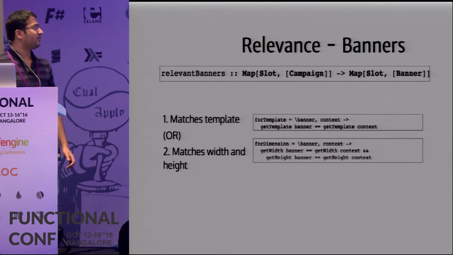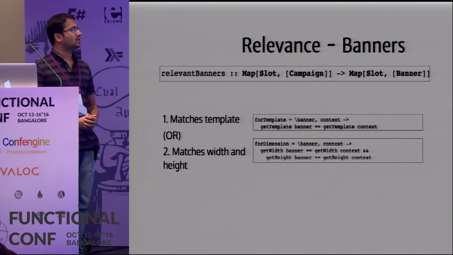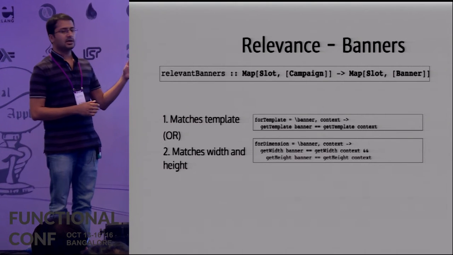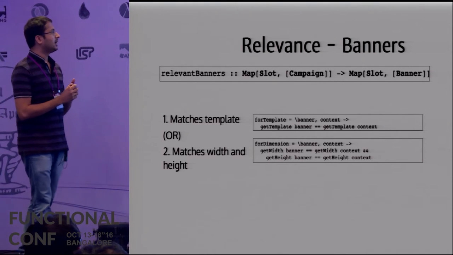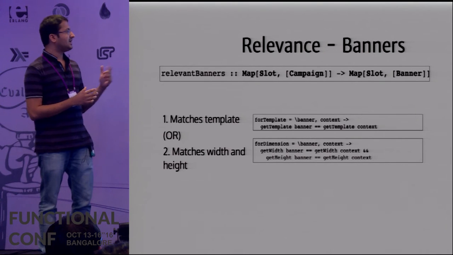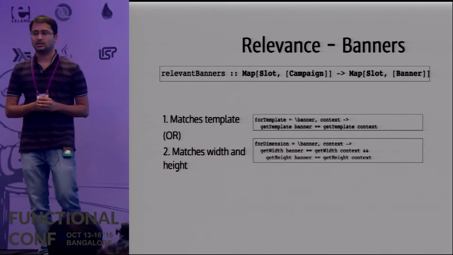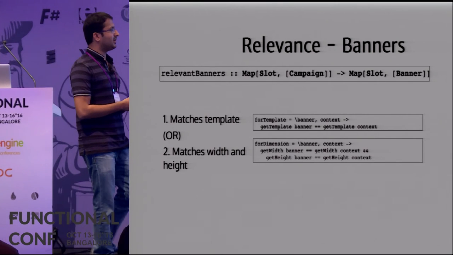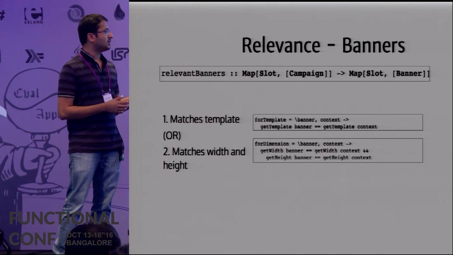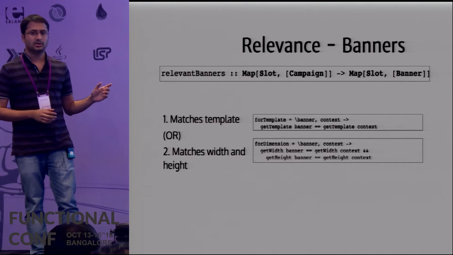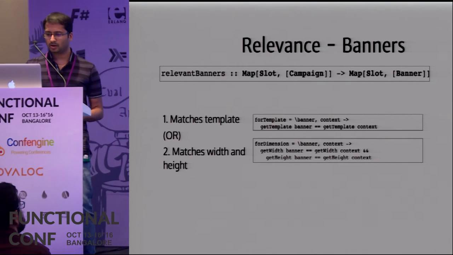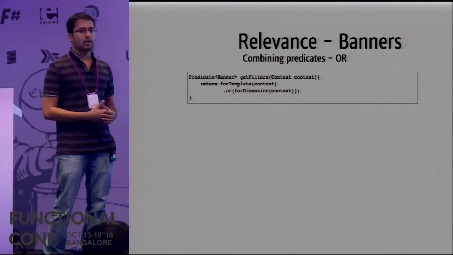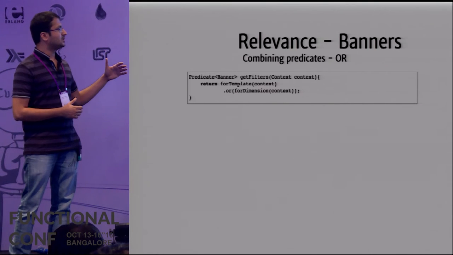So just like before, the type signature for relevant banners here is a function which takes a list of campaigns per slot as input and returns a list of banners per slot as output. Again, the filters for relevant banners can be expressed as lambdas. For template here is a lambda which checks if the banner's template matches the request template. For dimension is a filter here which checks that the banner's dimensions match the request dimensions. Let's say we want to combine these filters using an OR function. We can just combine these predicates using an OR.